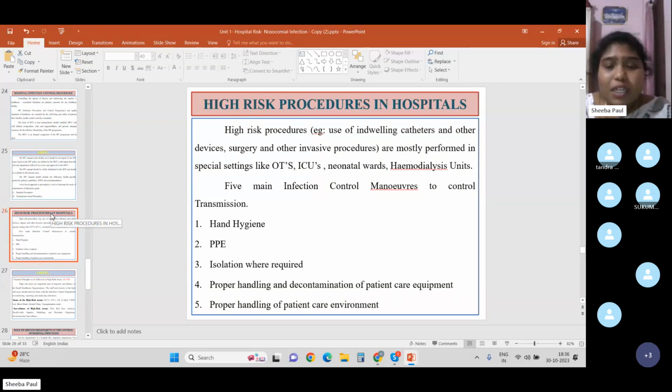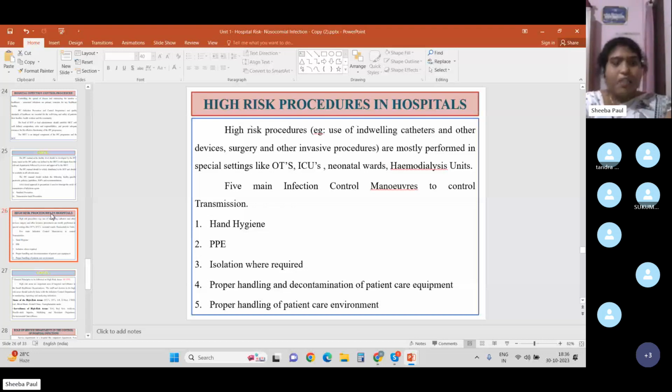5 main infection control manuals to control transmission. So high risk procedures which are performed in the OTs, ICUs, we can prevent the risk for the patient by following these 5 manuals. These 5 manuals will help in preventing the risks after the surgery or after any procedure done for the patient in ICU or OTs. So what are these 5 infection control manuals?